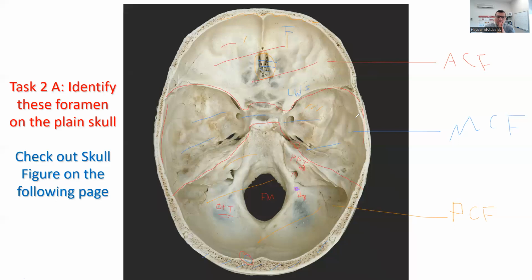Does this make sense to you guys? What did you say the posterior boundary was of the middle cranial fossa? Okay, so the posterior boundary of the middle cranial fossa is PPT.